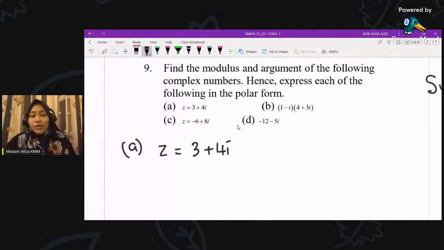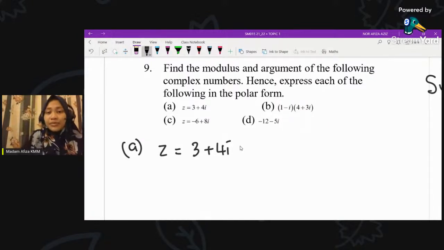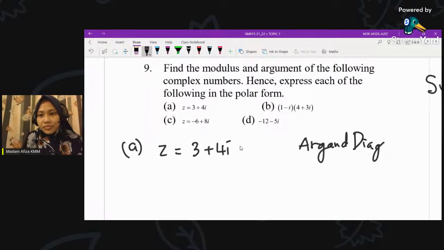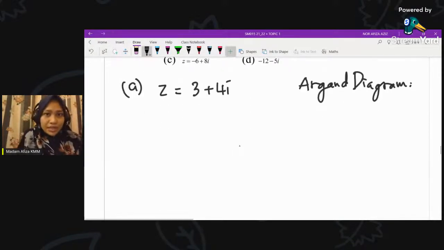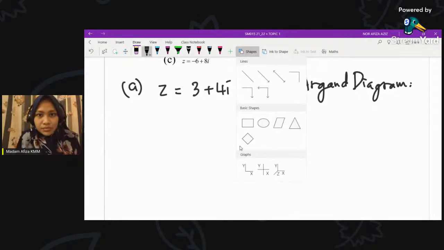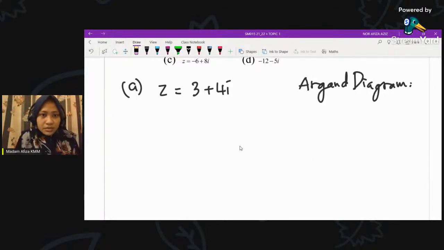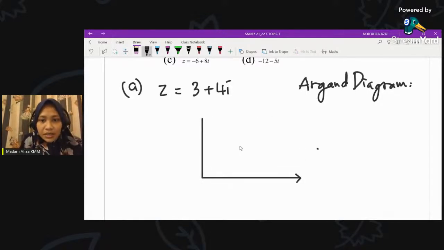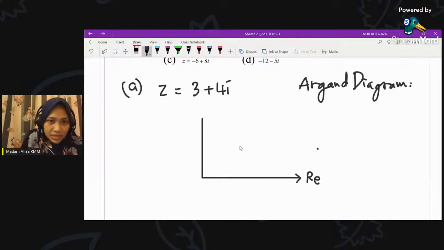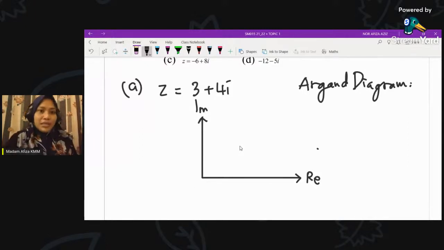So you can represent the complex number. Okay, this is Cartesian form. You can represent this complex number in Argand diagram. So here I can draw the Argand diagram like this. Okay, so sini real axis, sini imaginary axis. Okay, real and imaginary axis.